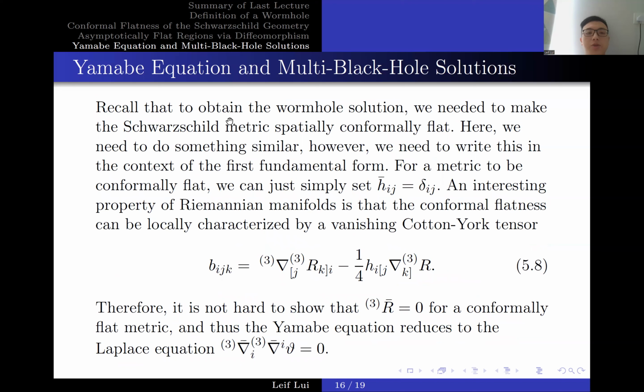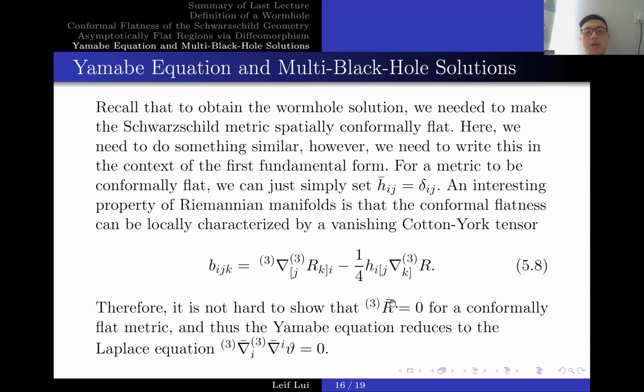Now, recall that to obtain the wormhole solution, we need to make the Schwarzschild metric spatially conformally flat. So here we need to do something similar. However, we need to write this in the context of the first fundamental form. For a metric to be conformally flat, we simply set H bar_ij to delta_ij. An interesting property of Riemannian manifolds is that conformal flatness can be locally characterized by something called the Cotton-York tensor. So this is the Cotton-York tensor, and if it vanishes, then the Riemannian manifold is conformally flat, which is quite a nice property.